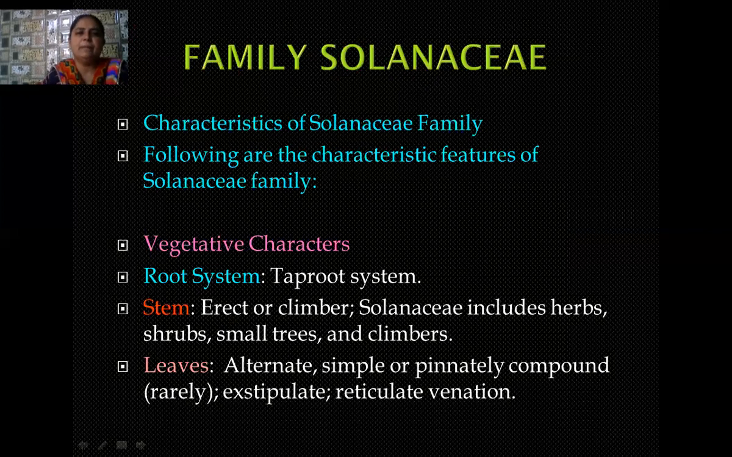Okay, students. Next family is family Solanaceae. So here I am going to discuss vegetative characters first. The root system is taproot system, and stems are generally erect or sometimes they are climbers. The Solanaceae includes herbs, shrubs, and small trees. Climbers may also be there. The leaves are alternate, simple leaves and pinnately compound leaves. Okay, students, exstipulate means stipule is not present. And here in leaves, we have reticulate venation. That means the main vein, that is midrib, is present, and the lateral veins are also there.